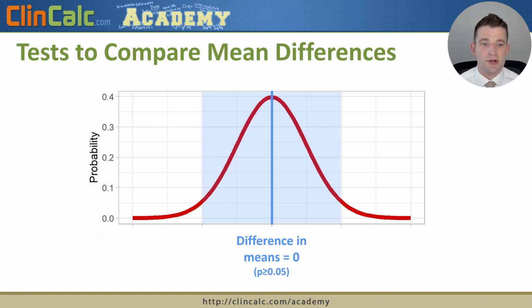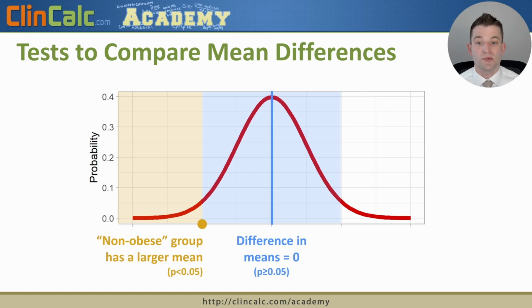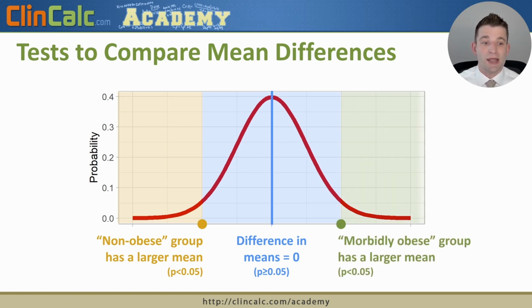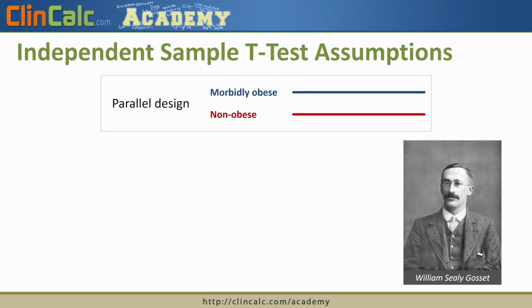But at the extremes here, when we observe some value that is really far left, meaning a negative value, meaning that the non-obese group had a larger mean, or some positive value where the AUC was much higher in the morbidly obese group compared to the non-obese group, at whatever those extremes would be, our p-value would be less than 0.05, and we would reject the null hypothesis, accept the alternative hypothesis, and we would conclude that there is a statistically significant difference between the two groups. So the way that we would actually test for that is called the independent sample t-test.